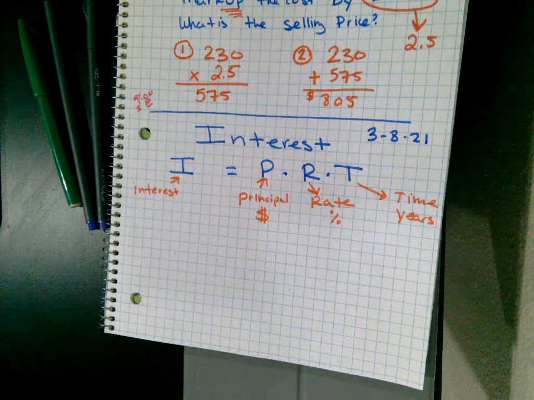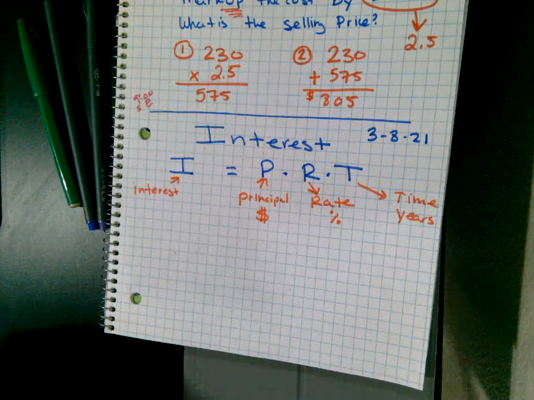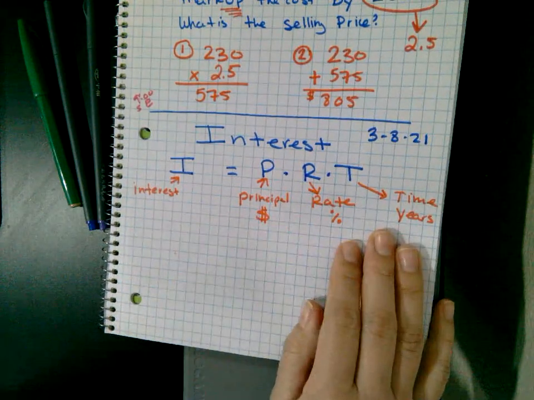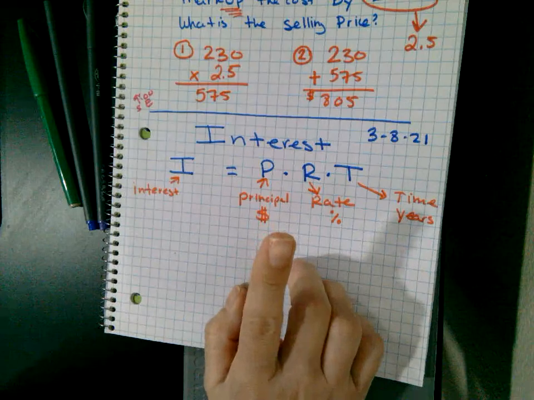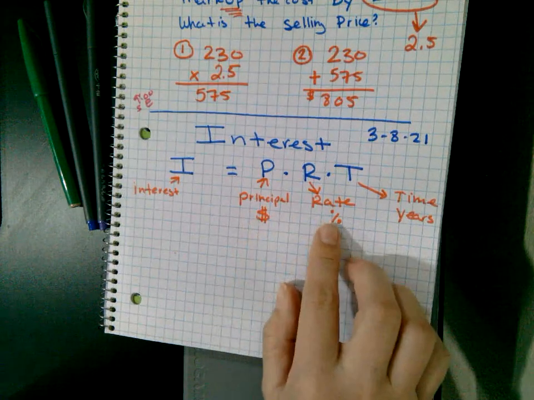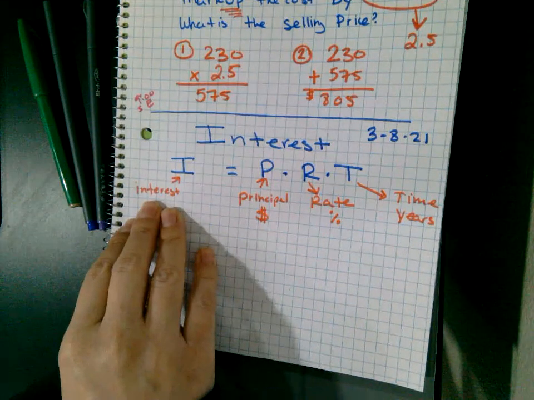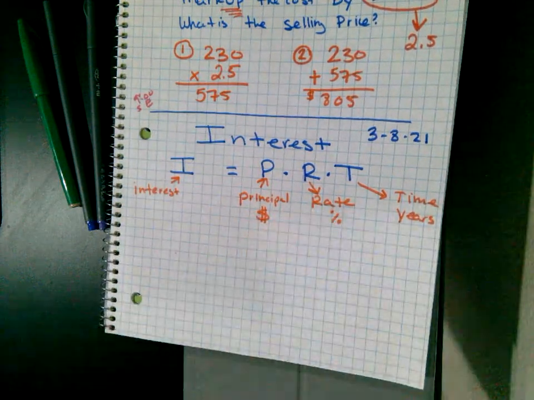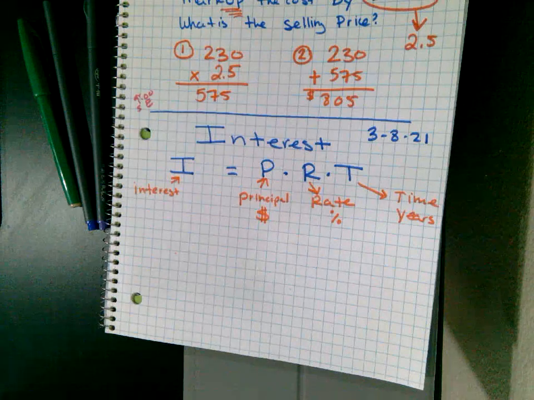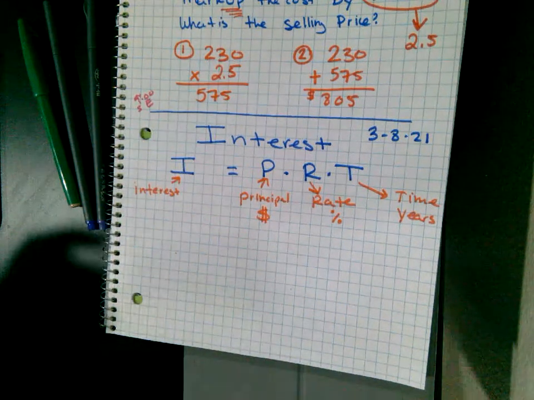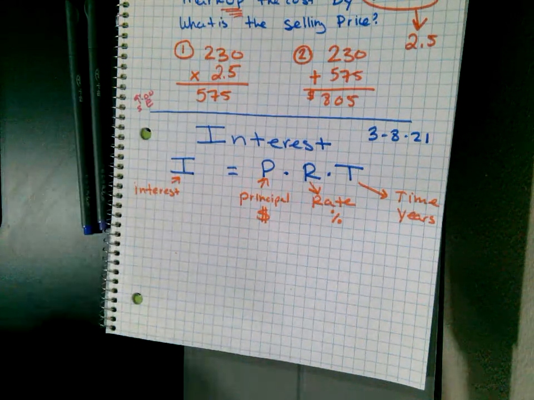If they give it to you in the form of months or days, then it's a little bit different. But here's the formula. You're going to multiply the principal times the rate times the time. That will give you how much interest you are paying. So interest is equal to PRT: the money times the percent times the years. This is the formula that we're going to be using today for our interest problems.